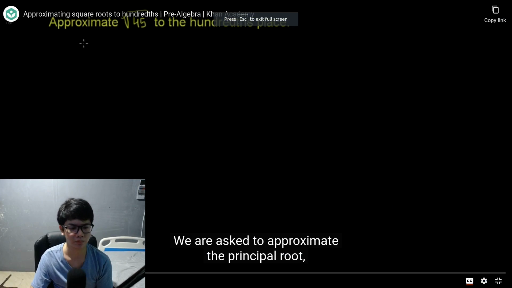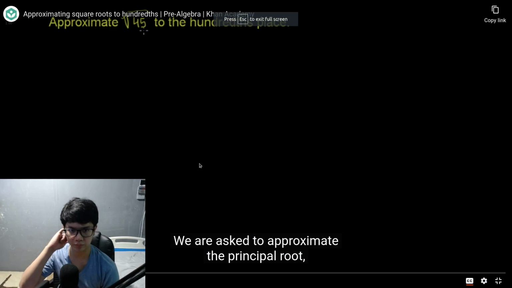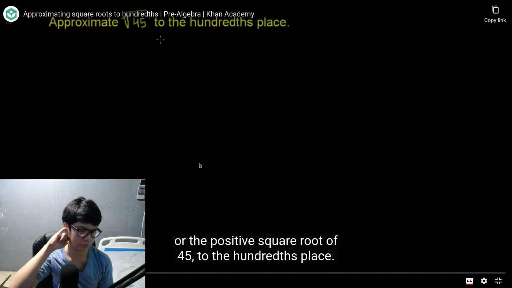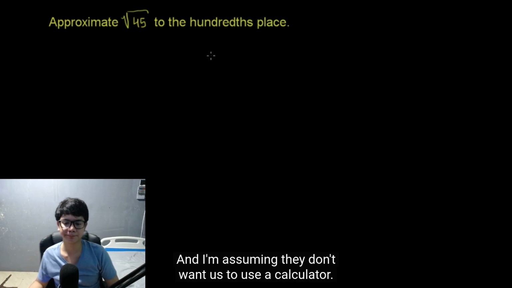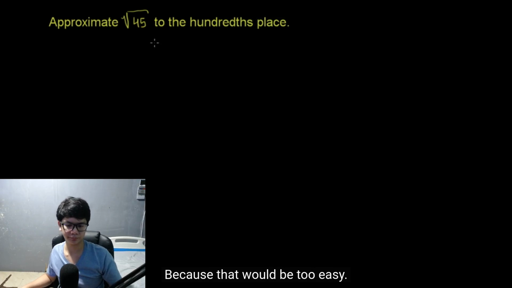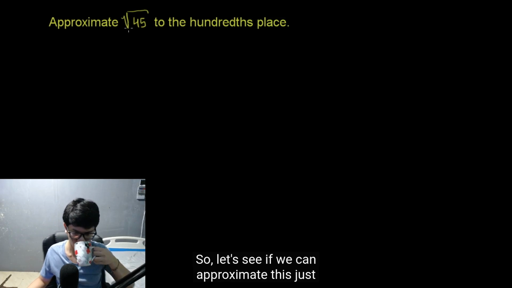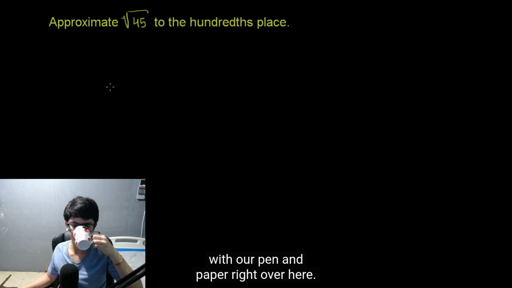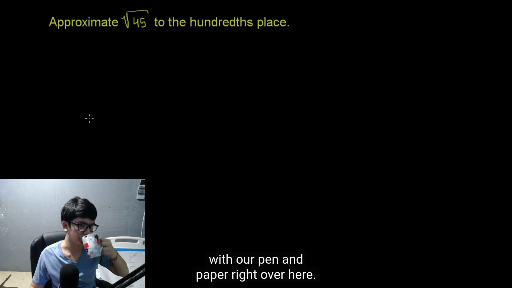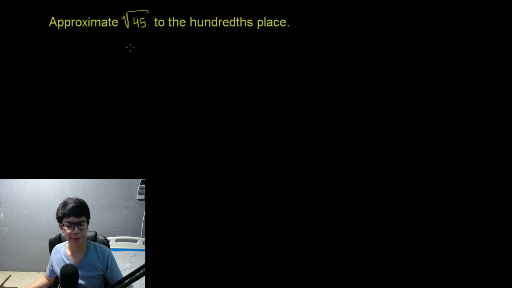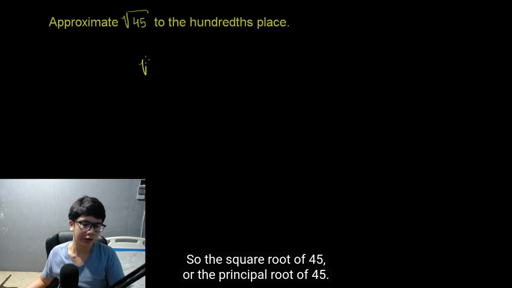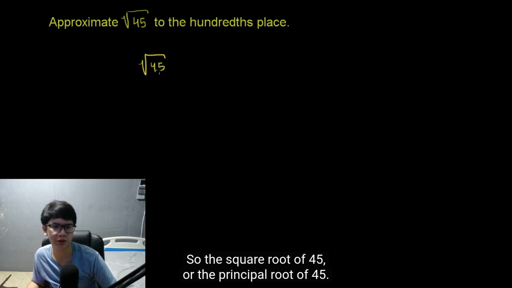We are asked to approximate the principal root, or the positive square root of 45, to the hundredths place. And I'm assuming they don't want us to use a calculator, because that would be too easy. So let's see if we can approximate this just with our pen and paper right over here. So the square root of 45, or the principal root of 45.